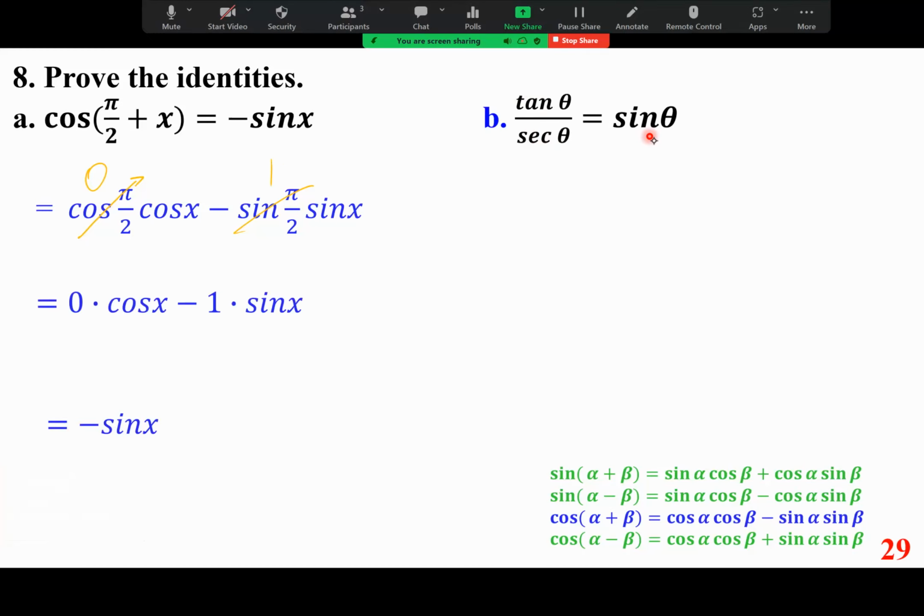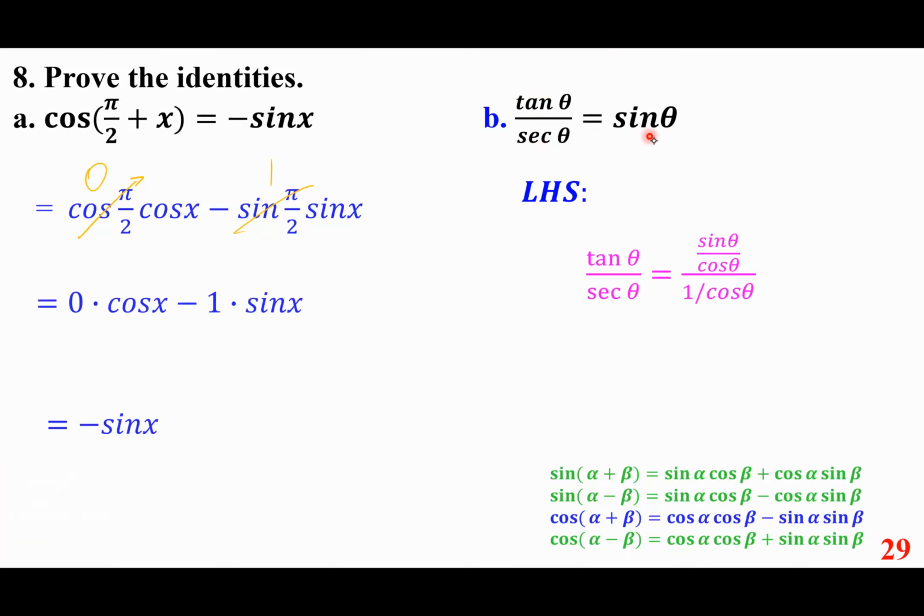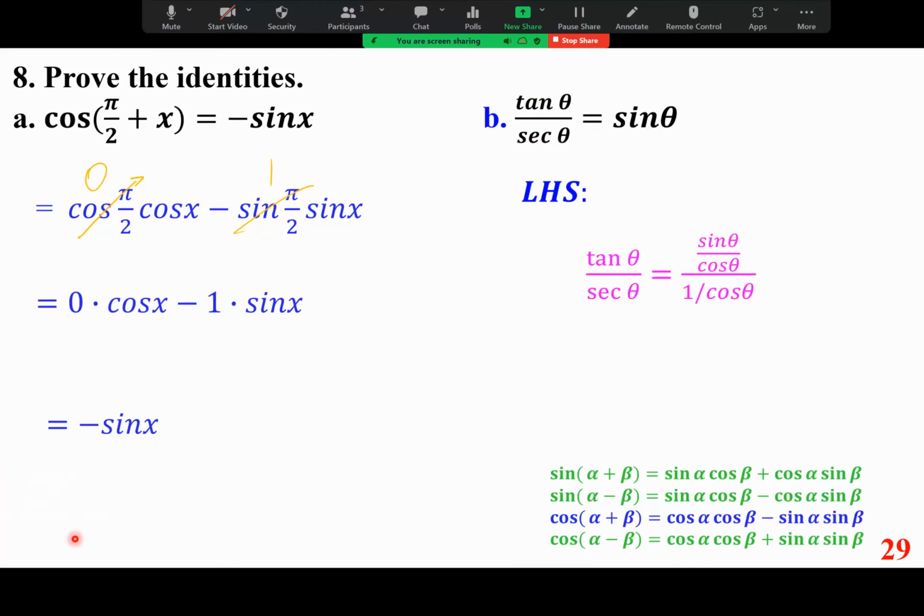Tan theta over secant theta is sine theta. So let's look at the left side and replace the tangent with sine over cosine and secant with 1 over cosine. And obviously, all you have to do is just drop this, right? Or just multiply by cosine theta over cosine theta, either way. And the answer is sine theta. It's a very simple proof, everybody.